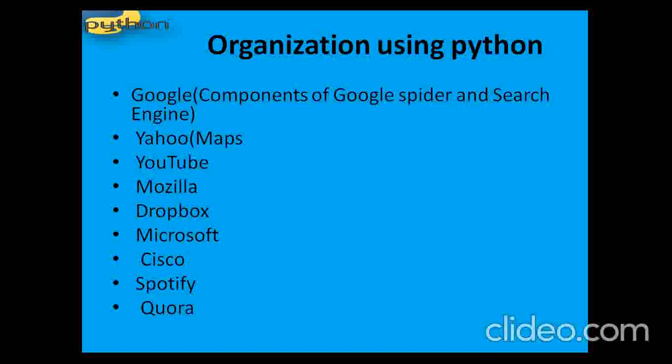In some organizations, the first basic domain where Python is used is Google. In Google, there were three languages: Python, Java, and Golang. And from these, Python is one of the core languages in Google. Python is also used in Yahoo, YouTube, Mozilla, Facebook, Dropbox, Microsoft, Cisco, Spotify, Quora, IBM, NSA, and many more organizations.